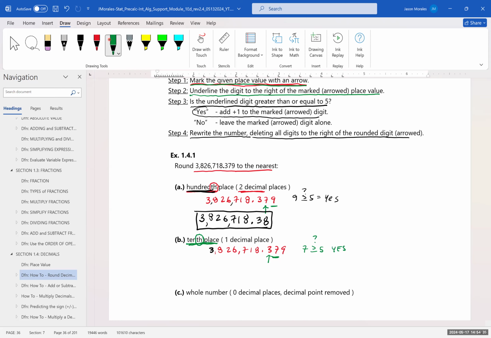So if the answer is yes, we round up our marked digit. So we're going to round up a 3 to a 4. We'll write down the rest of the other digits, and we discard what's left on the right-hand side. So our number gets rounded to 3,826,718.4.